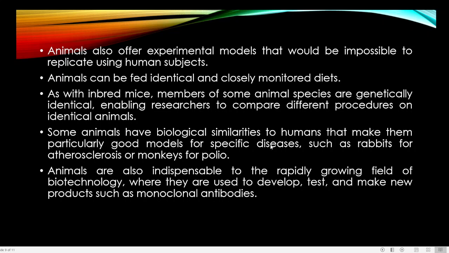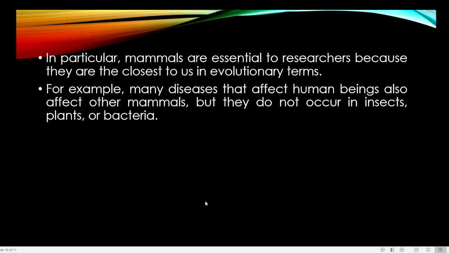Some animals have biological similarity to human beings that makes them particularly good models for specific research, such as rabbits for atherosclerosis, monkeys for polio. That is why we are using these kinds of animals for research. Animals are also indispensable in the rapidly growing field of biotechnology, where they are used to develop, test and make new products such as monoclonal antibodies. So this is why we cannot stop the use of animals, but what we can do is reduce the use of animals.